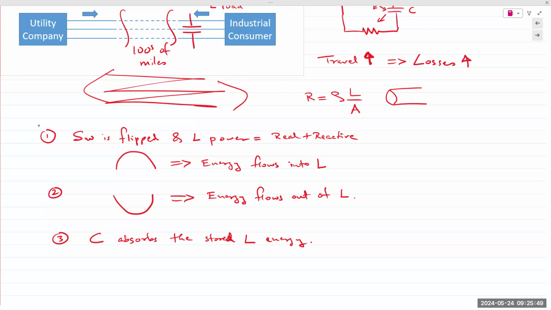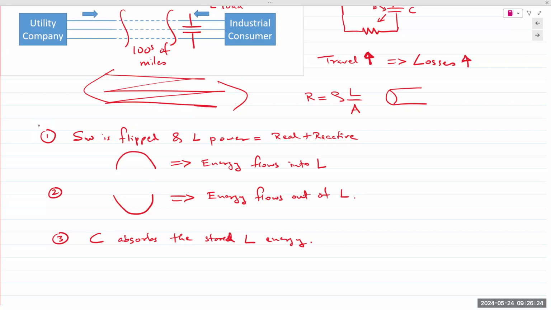When you first flip the switch on, inductor receives the energy in the positive half cycle, and in the negative half cycle, it flows out. But instead of going all the way hundreds of miles to the utility company where the source is located, it flows into the capacitor that is connected right in front. And the capacitor absorbs it in the negative half cycle. When the next positive half cycle comes, the inductor requires the energy, it comes from the capacitor and not from the utility company, as the energy is now localized.